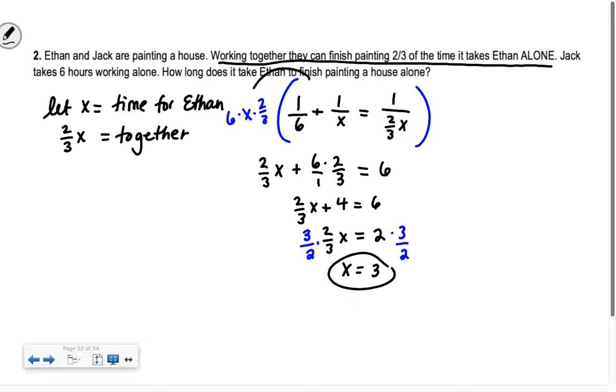What do you guys think? 2/3 of 3. What is 2/3 of 3? 2. Yeah. So it would take them 2 hours together.